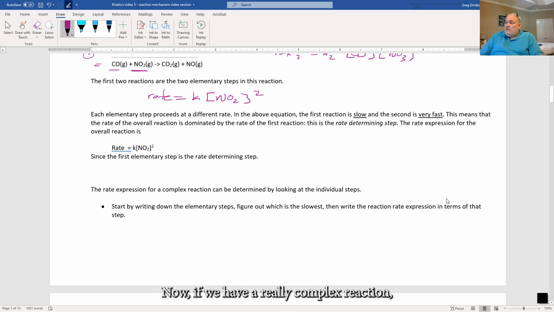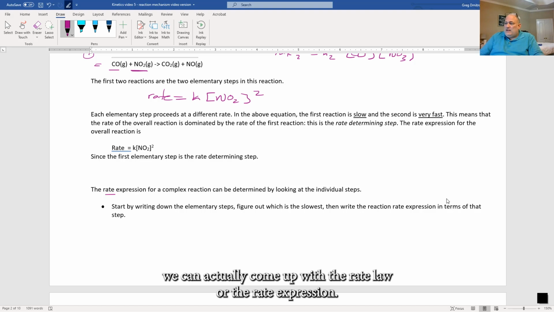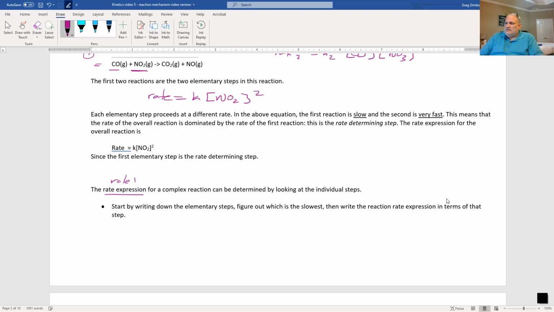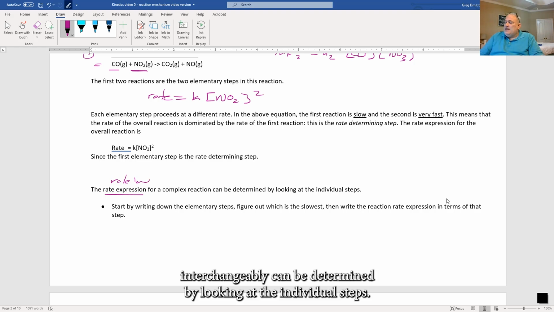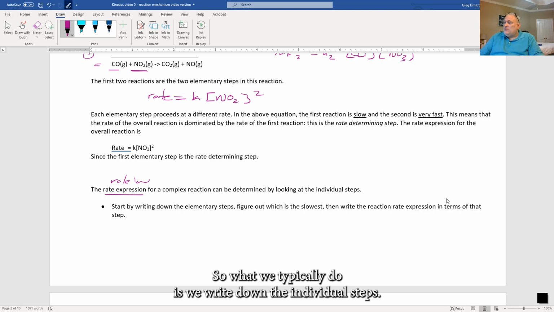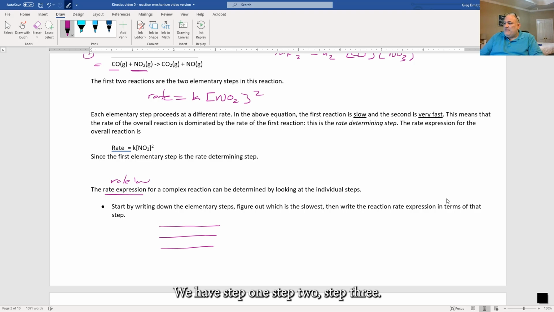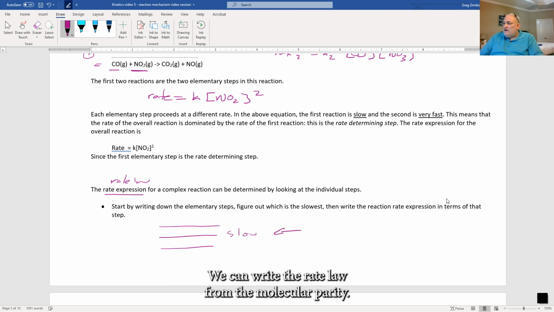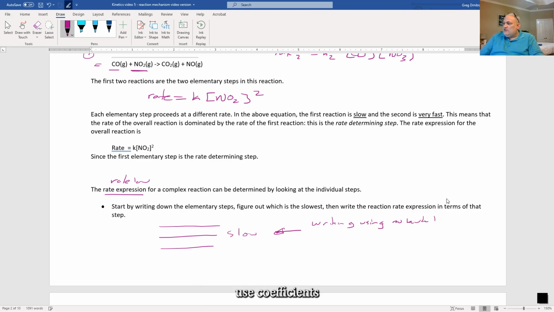Now, if we have a really complex reaction, we can actually come up with the rate law or the rate expression. Rate expression and rate law are used interchangeably, and can be determined by looking at the individual steps. So what we typically do is we write down the individual steps: step 1, step 2, step 3, and whichever step is the slow step. Let's say this middle one's the slow step, we can write the rate law from the molecularity, in other words, by using the coefficients. So writing using molecularity is just a fancy way of saying use coefficients, right?